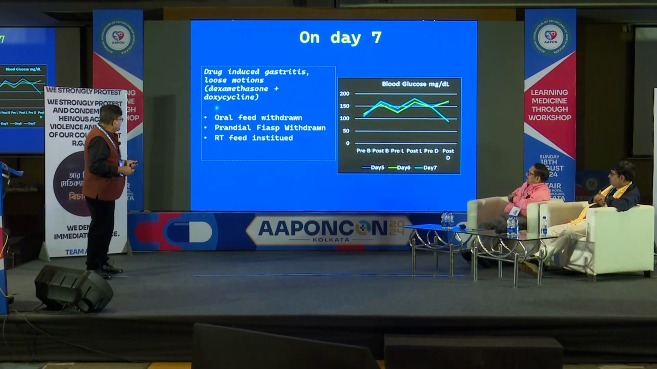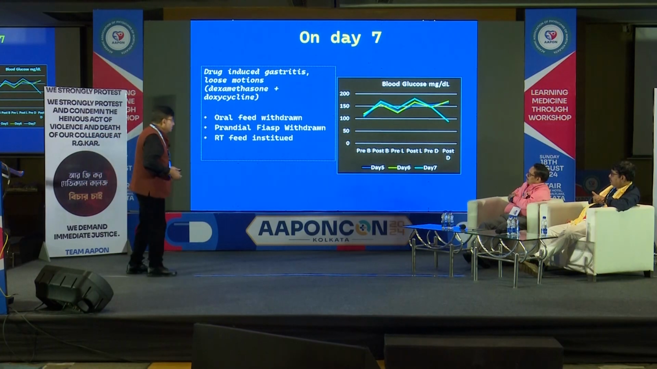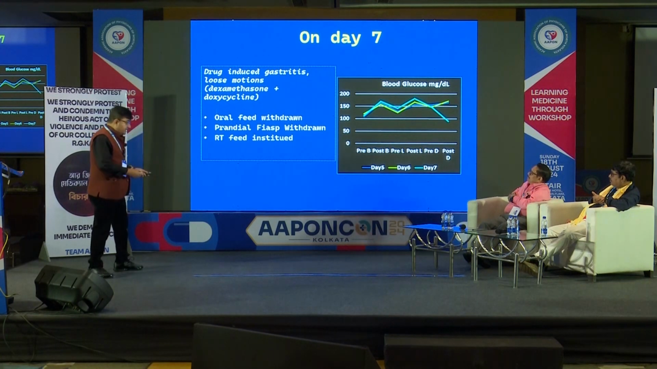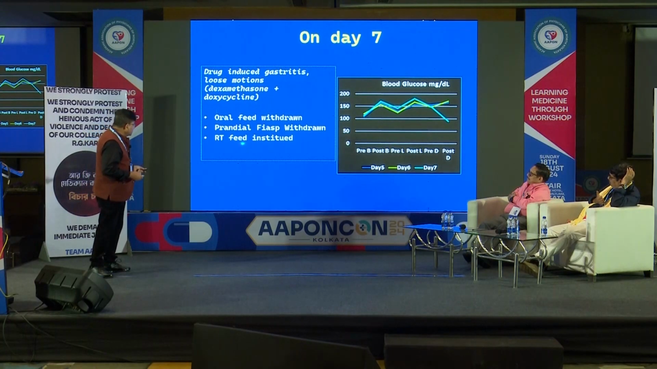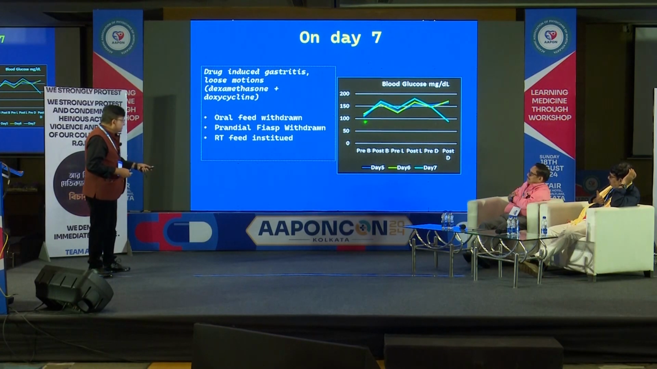In this situation, the patient had gastritis, loose motion, and was getting doxycycline, which is notorious for causing a lot of diarrhea and GI side effects. The patient was not eating well. The oral feed was withdrawn and prandial aspart was withdrawn and Ryle's tube feed was initiated. So far the patient was not doing so badly. All blood glucose were less than 200. So what happened after that?